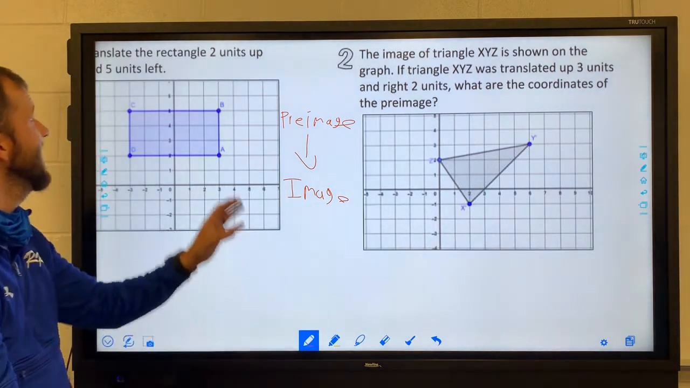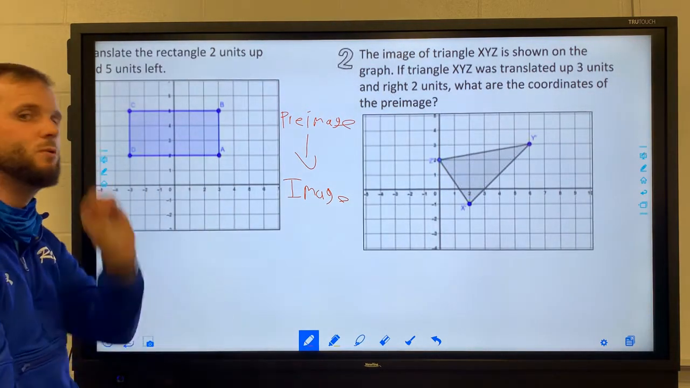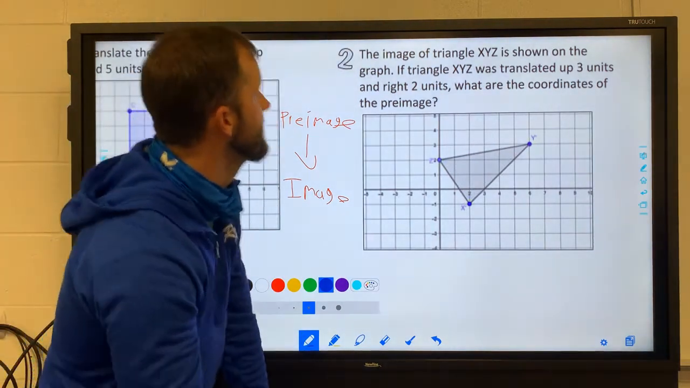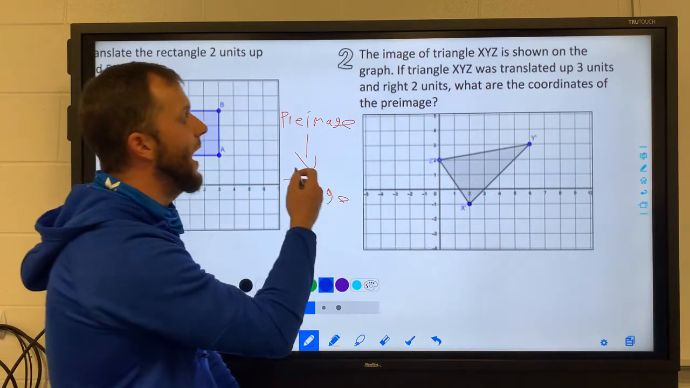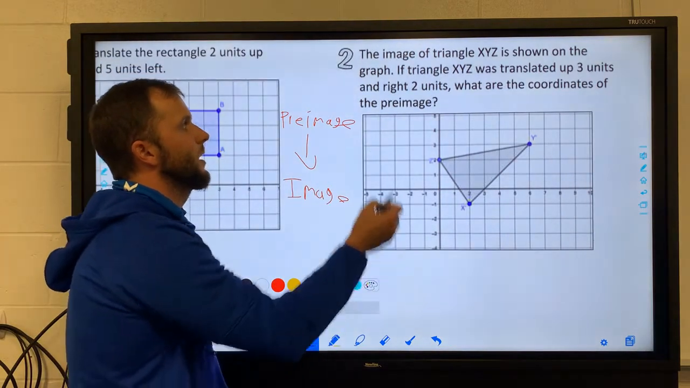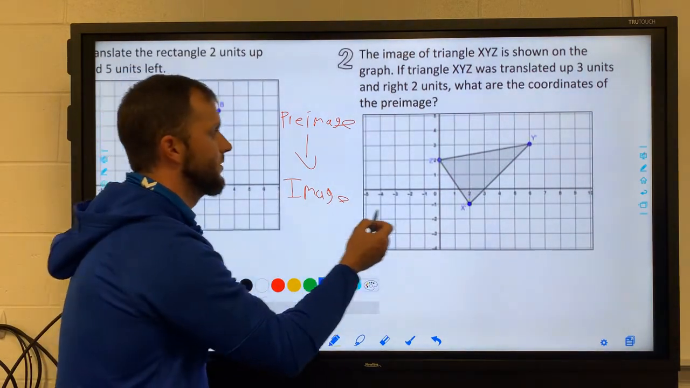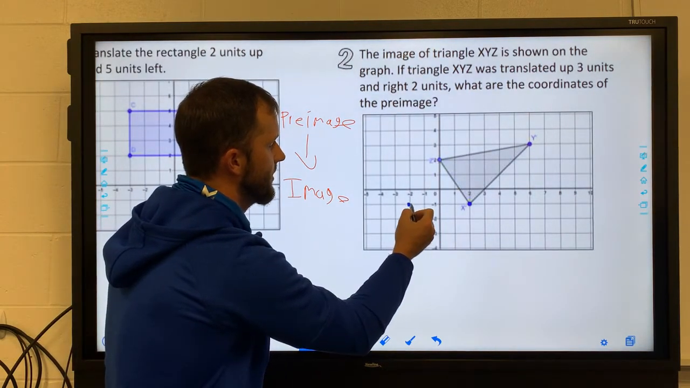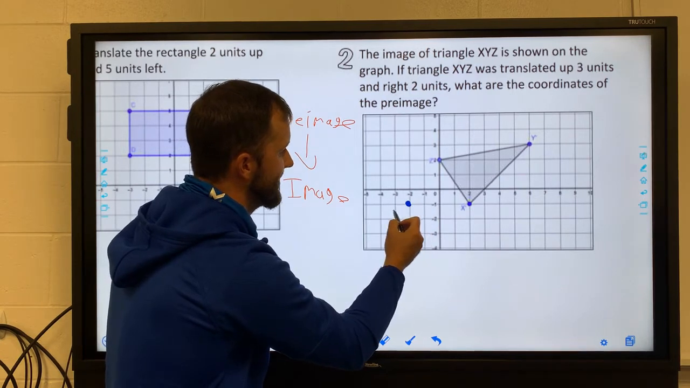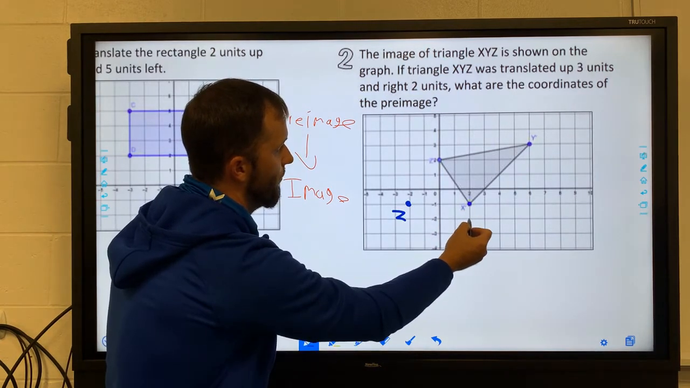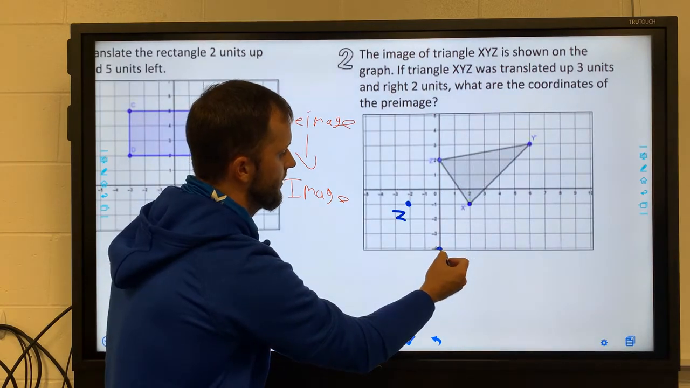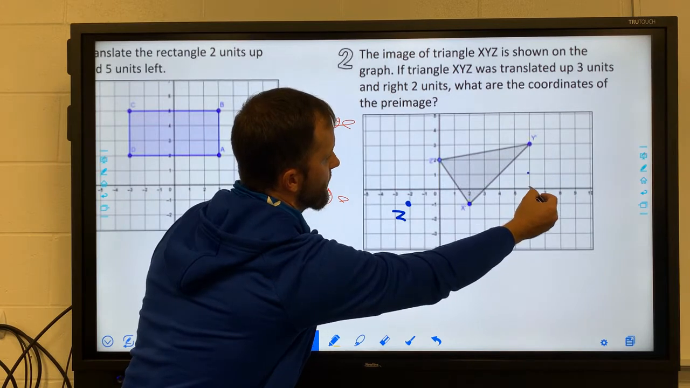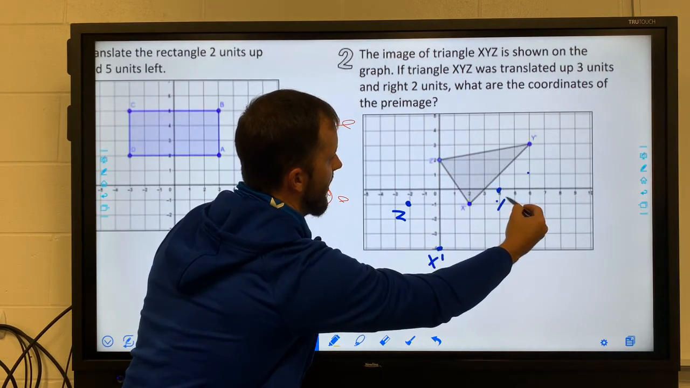So that means we're going to take this and undo the translation to get what those points were originally. So that means we went 3 units up and 2 to the right. So we're going to take each point and go down 3 and over 2. So I'm going to take this coordinate and go 1, 2, 3, and 1, 2. So this, ladies and gentlemen, would end up being Z. So I'm going to take X and go 1, 2, 3, 1, 2. So this would be X prime. And then I'm going to take Y, and go 1, 2, 3, and 1, 2. So this is going to be Y prime, okay?